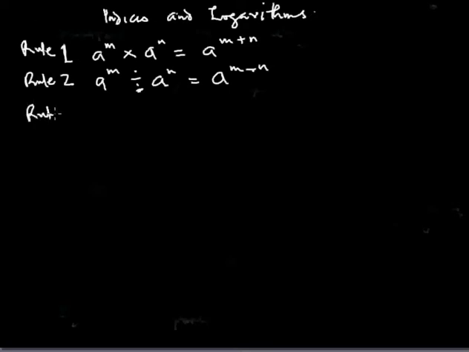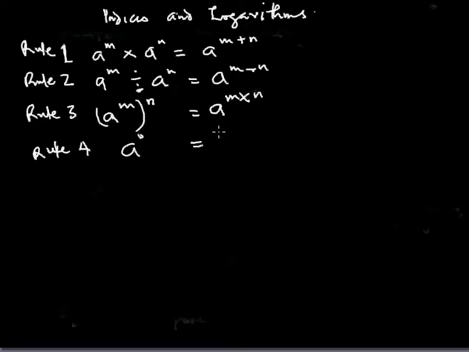Rule number 3, when you have a raised to power m, bracket all of them and raise to power n again, that shows that the a, which is the base, raised to power m multiplied by n will be the factor. Rule number 4, all these rules are going to be used in our subsequent examples. Rule number 4, when you have a raised to power 0, automatically it is 1.